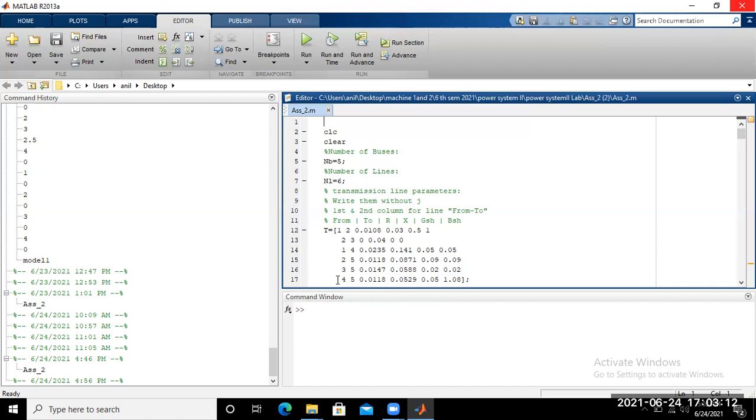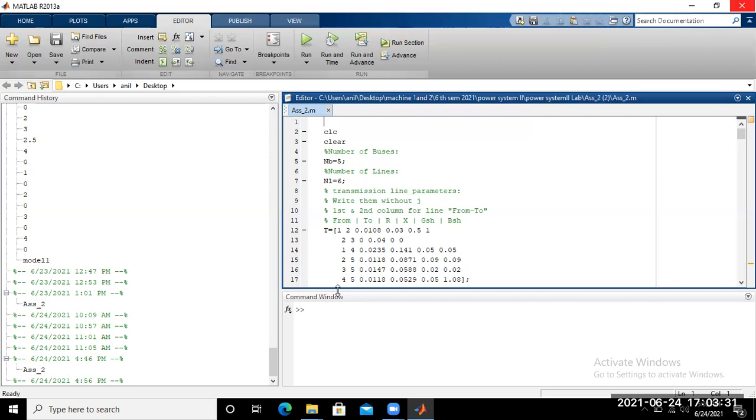Next is from bus number 3 to bus number 5, the transmission line parameters are given here: 0.0147 and 0.0588, 0.02 and susceptance value 0.02.